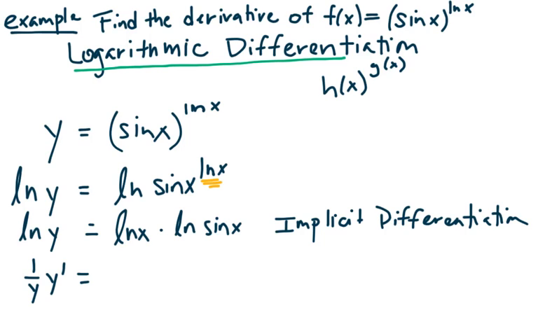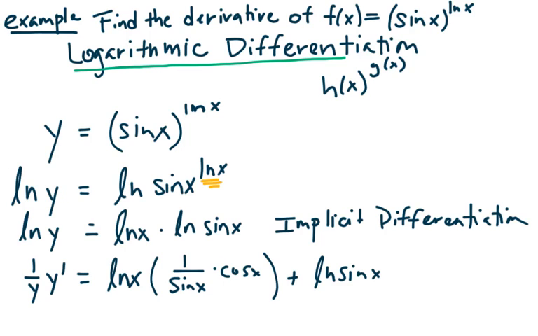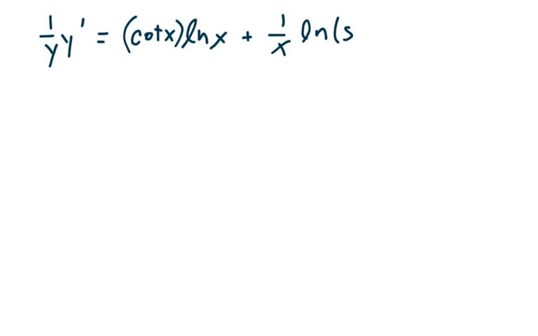Alright, so using implicit differentiation, I will have 1 over y times y prime equal to, now we've got this product, so remember we are taking the derivative with respect to x, so we have the first times the derivative of the second, which is 1 over sine of x times the cosine of x, plus the second times the derivative of the first, which is 1 over x. So we can write that as 1 over y times y prime equal to the cotangent of x times the natural log of x plus 1 over x times the natural log of sine of x.